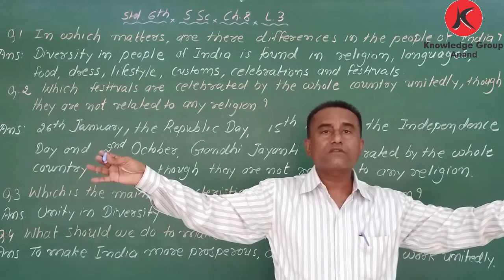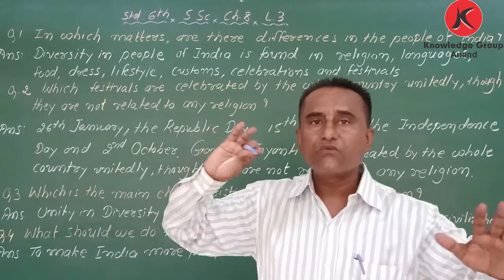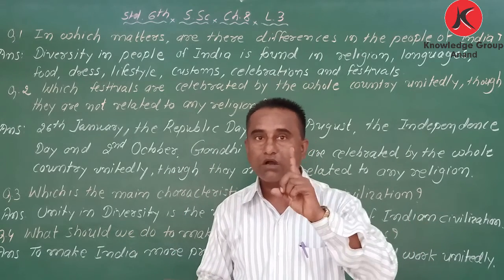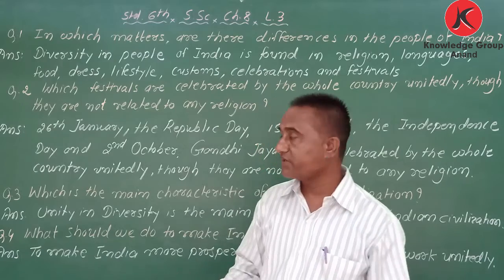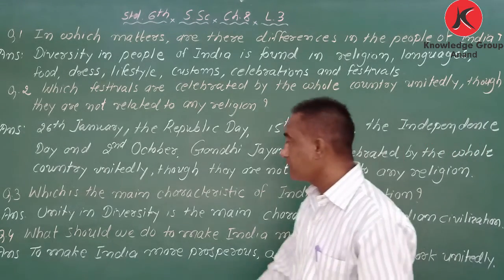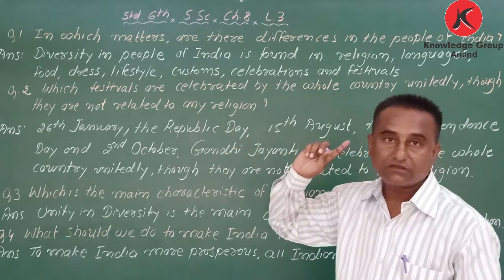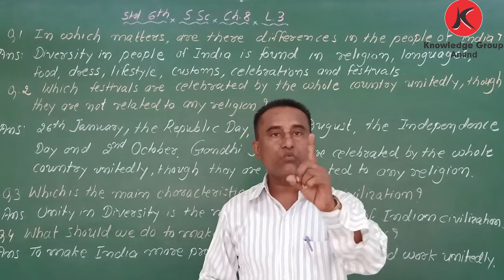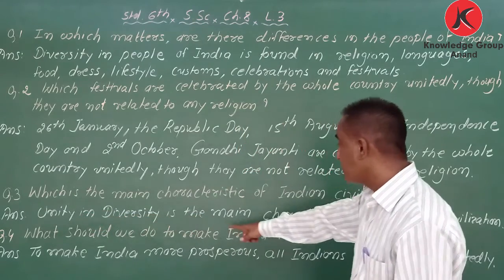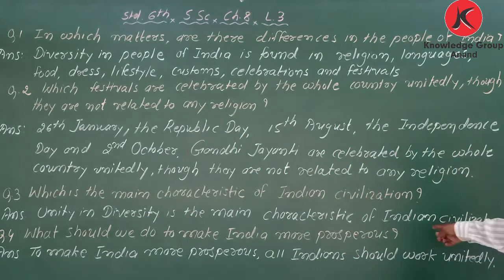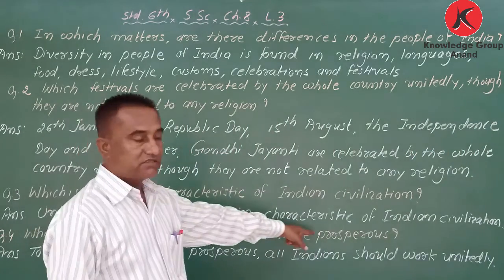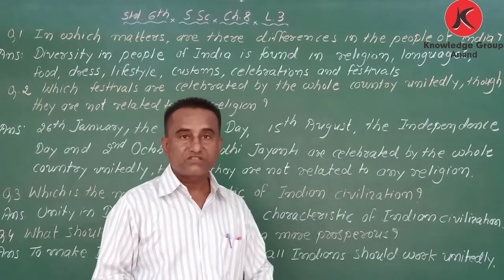Though we have differences in food, language, dress, custom, religion, everything, still we are one, because we love our country. So, which is the main characteristic of Indian civilization? Unity in diversity. Though we are different, still we are one. We have unity. That is why it is written that unity in diversity is the main characteristic of Indian civilization.